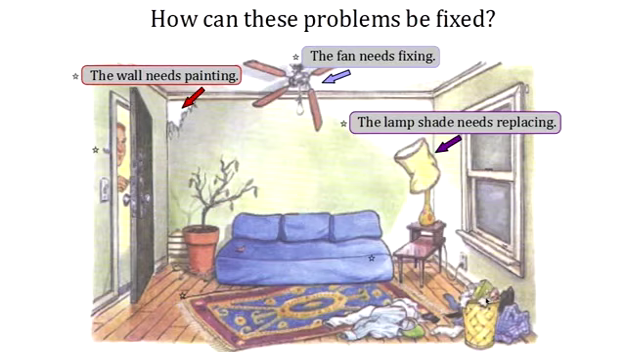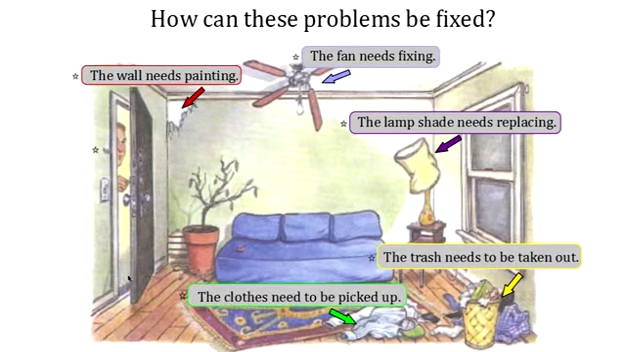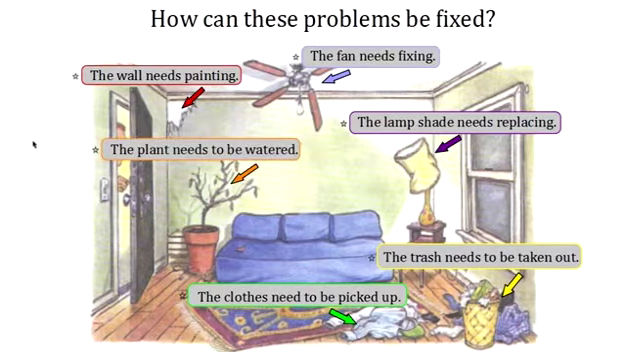So we're just going to replace it. What about the trash can? What are we going to do with the trash? Well, the trash needs to be taken out. Okay? And the clothes on the floor, what can we say? Well, the clothes need to be picked up. Okay? And lastly, what about the tree? What about the little plant? What can we do to fix this problem? We can say the plant needs to be watered.